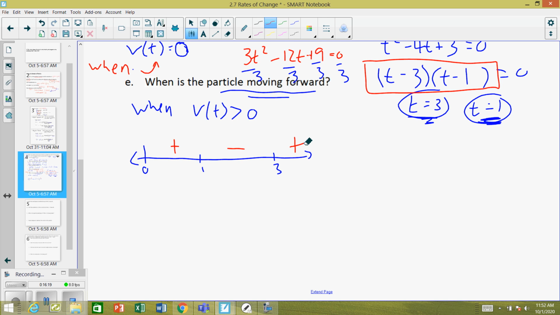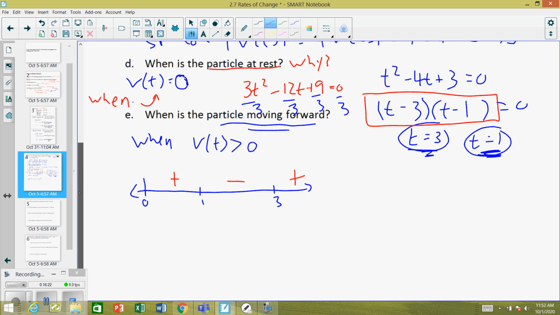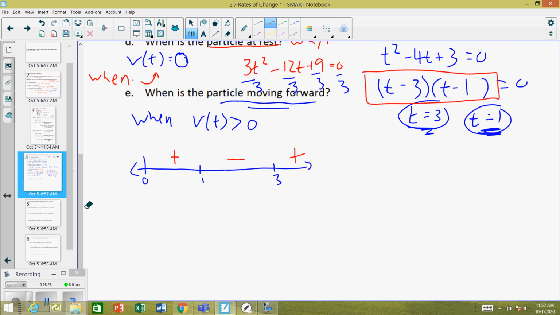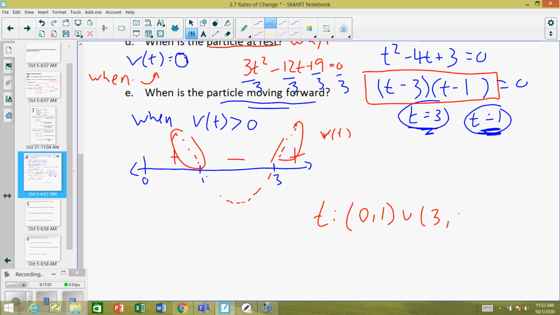Think about what the derivative of this function was. It was 3t squared minus 12t plus 9. If I had to graph this, it probably looks something like this. So that's the graph of v of t right there. And you can see it's negative between 1 and 3, and positive to the left of 1, and positive to the right of 3. So when is this particle moving forward? Here and here. So I'm going to say the time is between 0 and 1, and from 3 on to infinity.